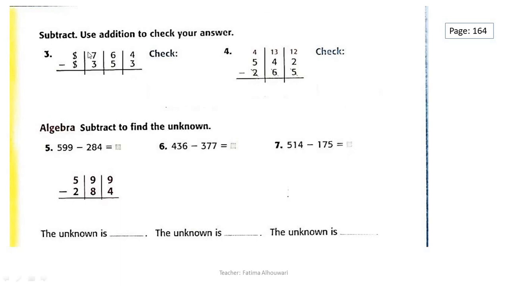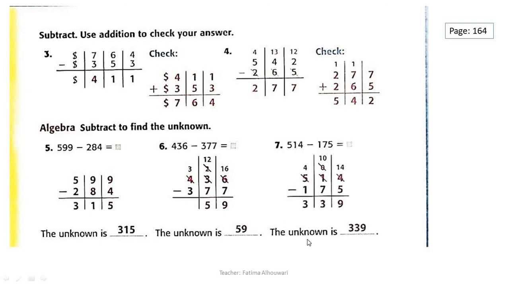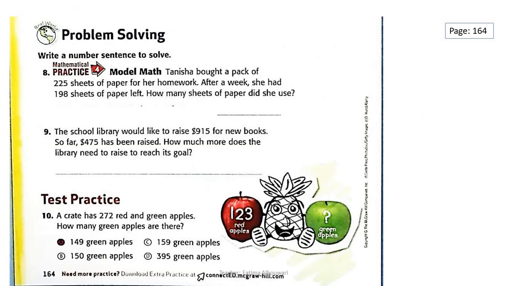More questions. Again, subtract and then you can check. Again, grade 3, I think you solve these questions by yourself and then you can check your answers here. The first difference is 411, the second is 277, and for question number 5, it's 315, so the unknown is 315. Question number 6, the unknown is 59, and question number 7, the unknown is 339. Let's see the last 3 questions in this page.